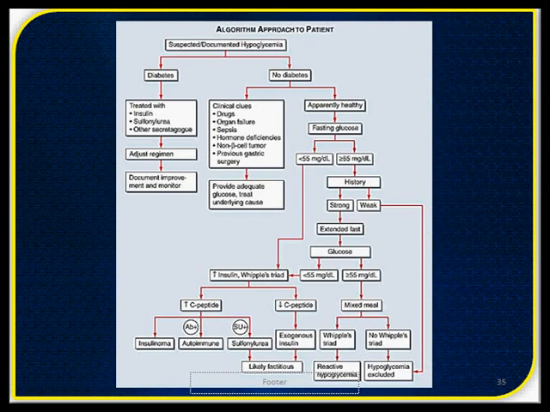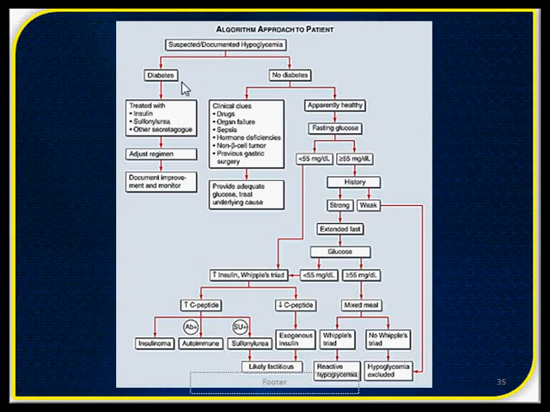Let us look at the algorithmic approach to a patient with hypoglycemia. So we start with a patient of suspected or documented hypoglycemia. The first question is: is he a diabetic or a non-diabetic? Because diabetic hypoglycemia is different. In non-diabetics having hypoglycemia, the causes are different and management will be different.